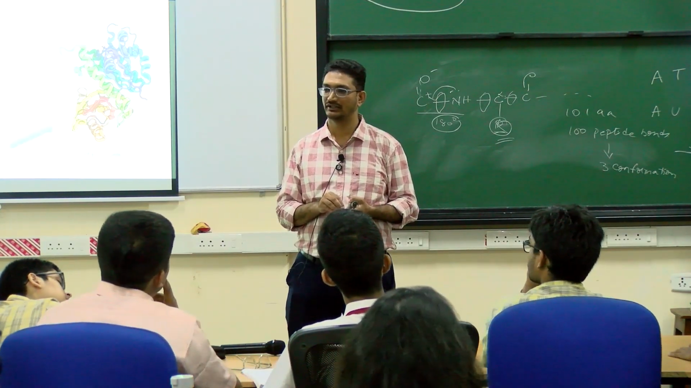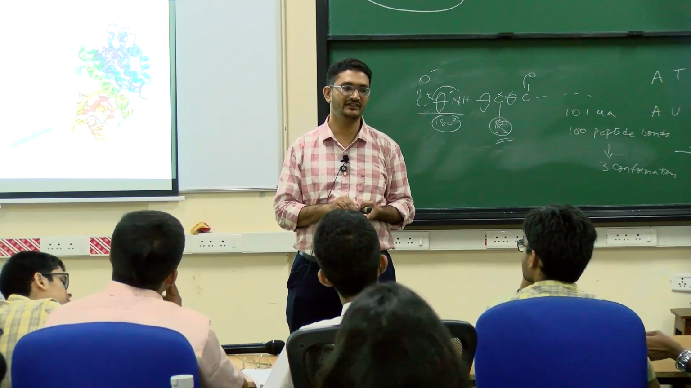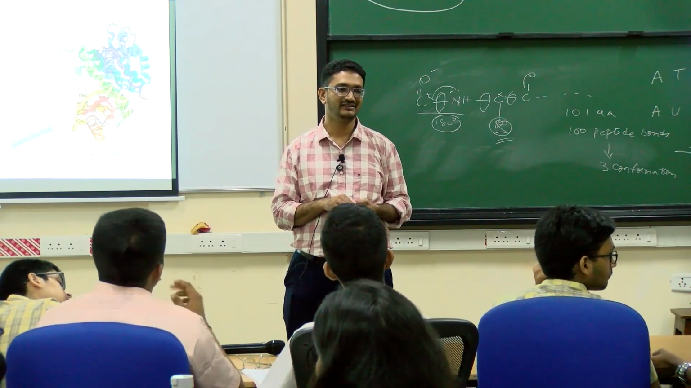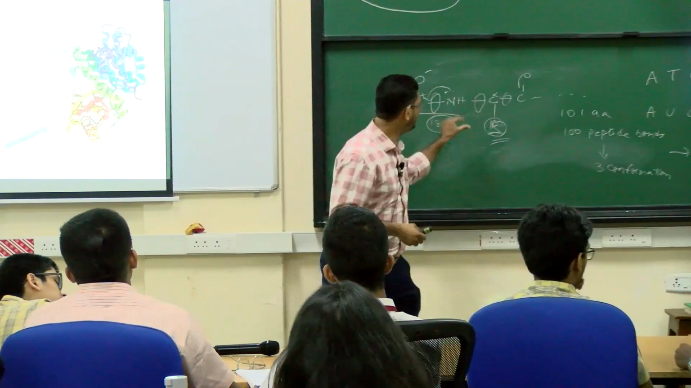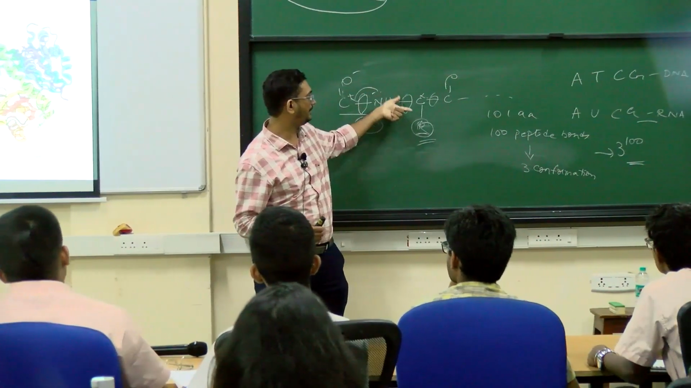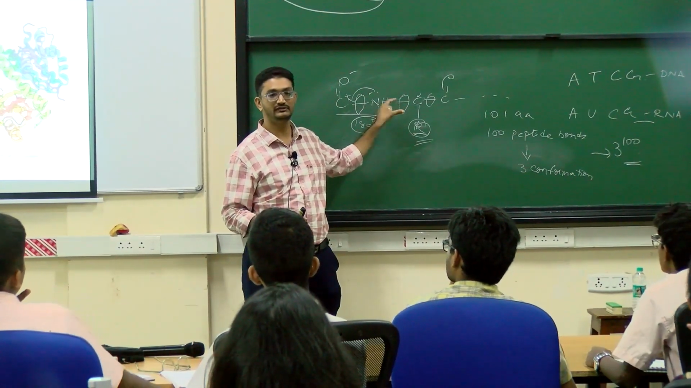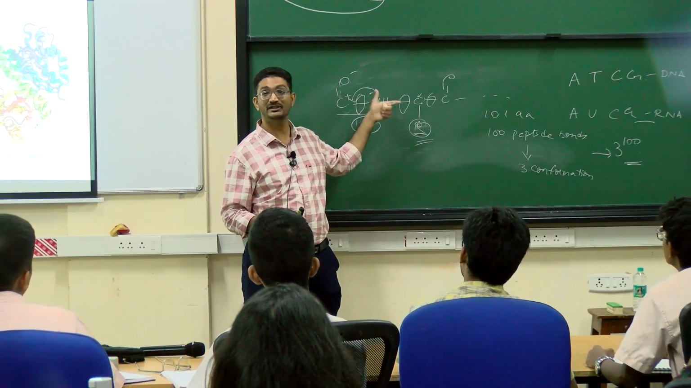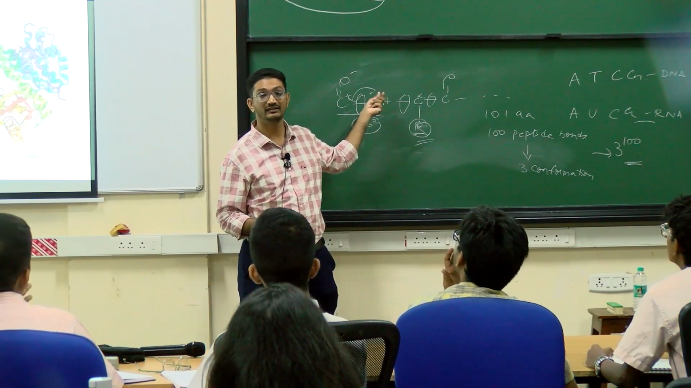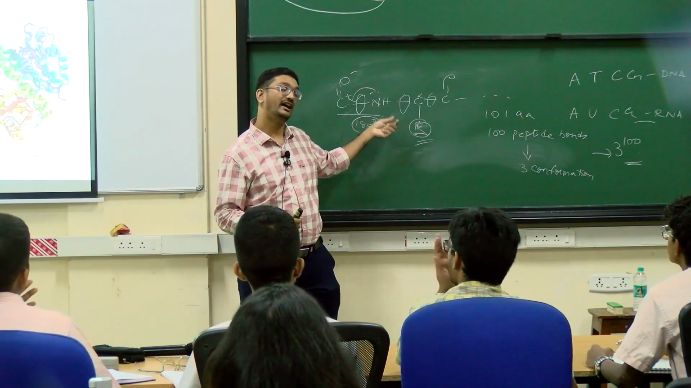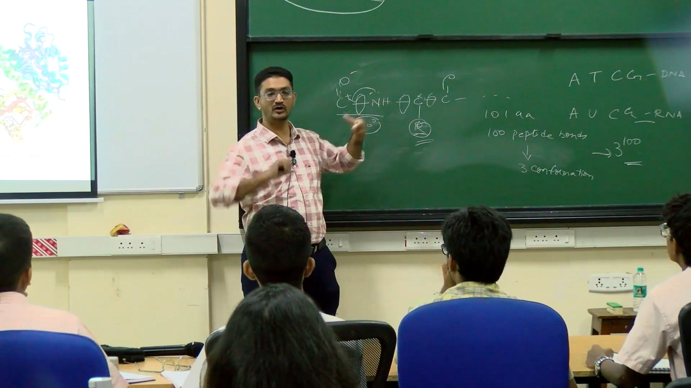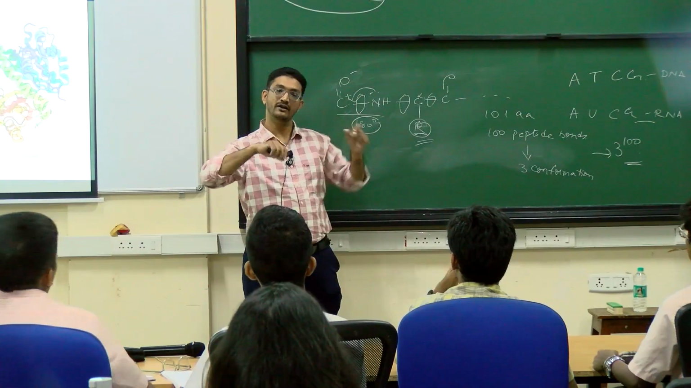3-4 years is way smaller. So I'll tell you, how much time do these bond rotations take? What is the time scale of the bond rotation? These are much smaller, much faster than that. Bond rotations happen in picoseconds to femtoseconds.